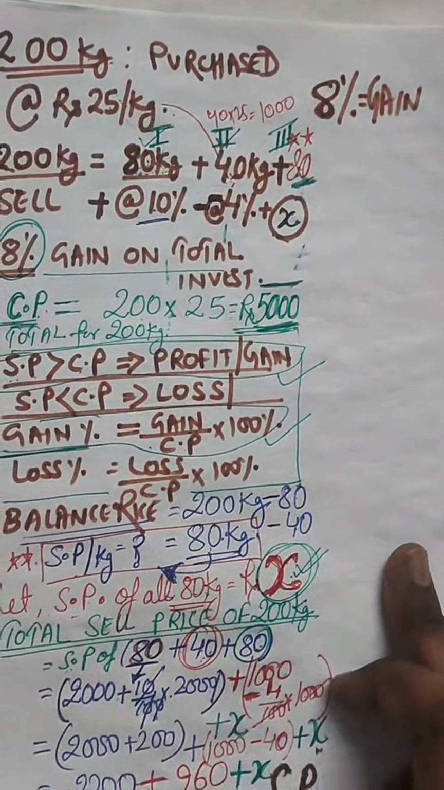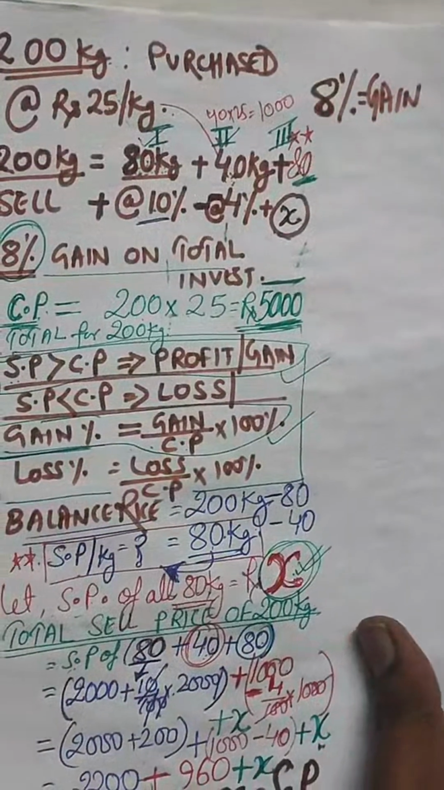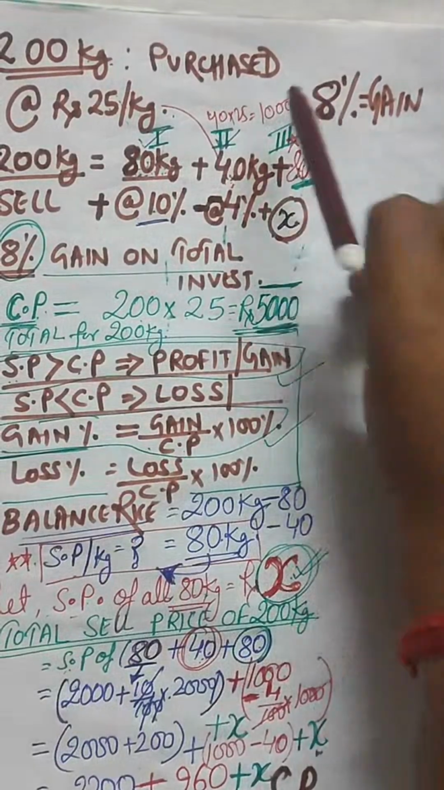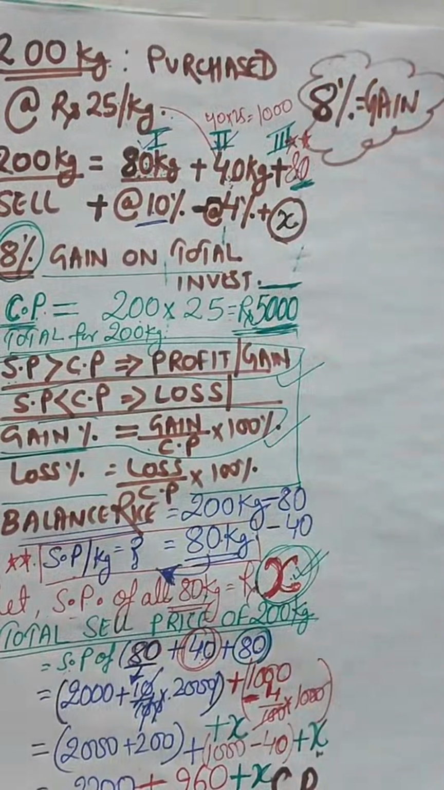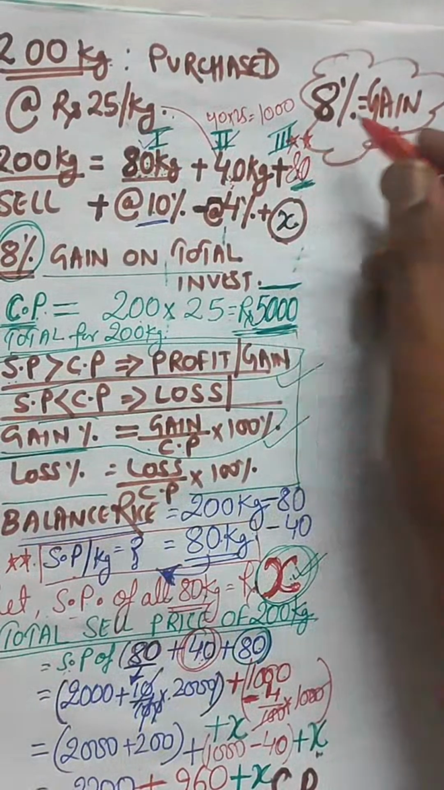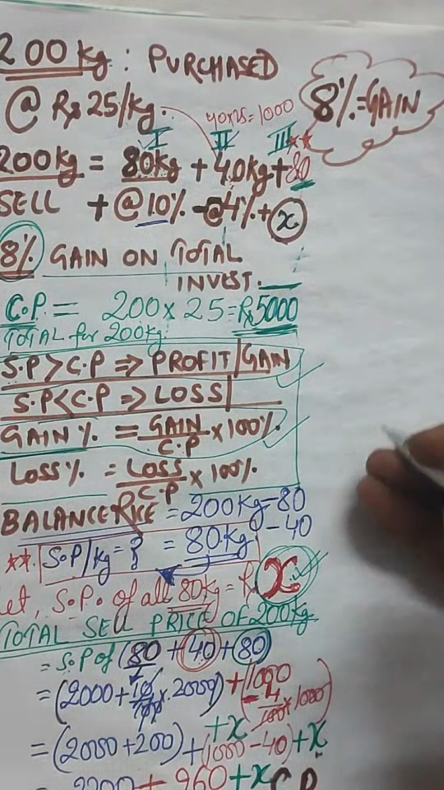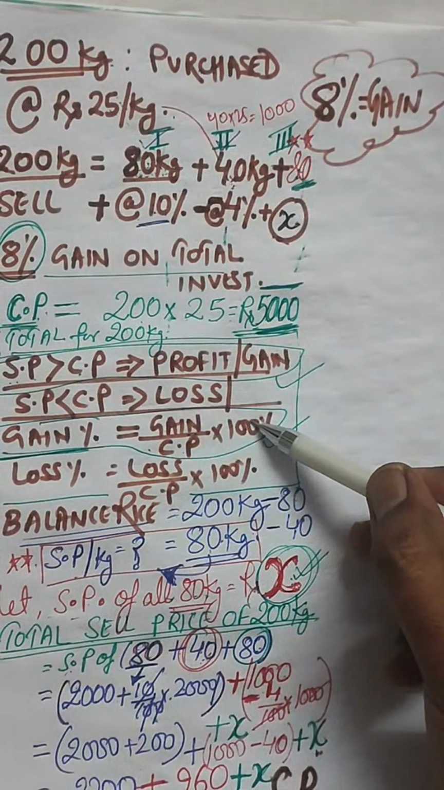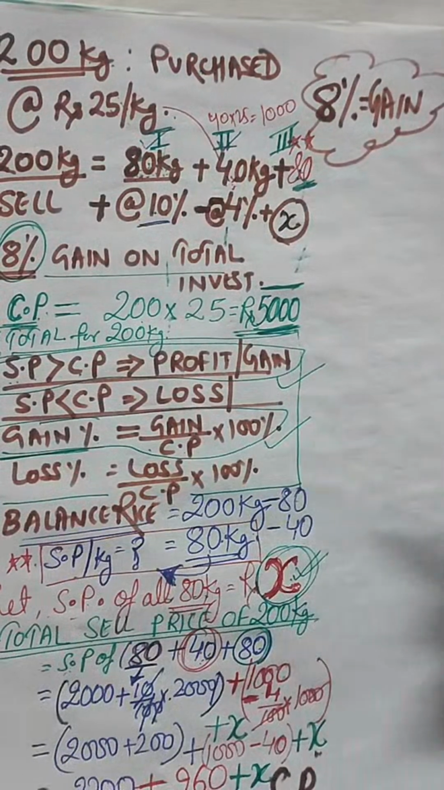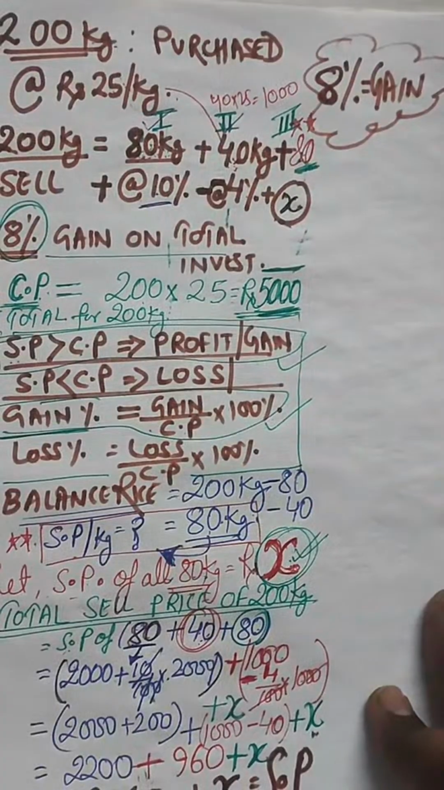Let me squeeze a little. So 8% gain should be there. This is the ultimate agenda, 8% gain. To make the 8% of gain, we know the formula of gain percent. This is gain by CP into 100, right? So gain by CP into 100.